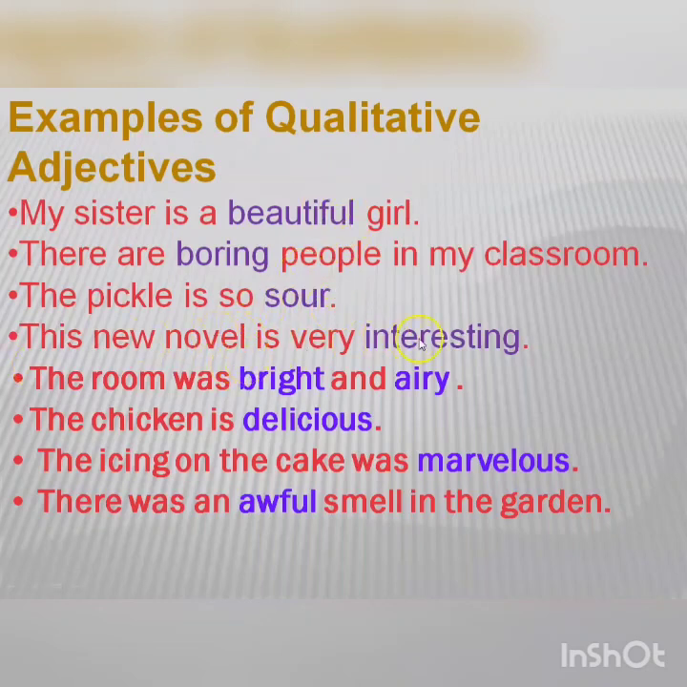The new novel is very interesting. What kind of novel is it? Interesting. The room was bright and airy. What kind of room is it? Bright and airy. The chicken is delicious. What kind is the chicken? Delicious. The icing on the cake was marvelous. What kind of icing is there? Marvelous icing. There was an awful smell in the garden. What kind of smell was there in the garden? Awful. So children, these are some examples of qualitative adjectives.